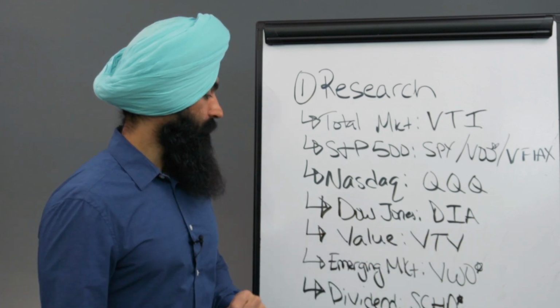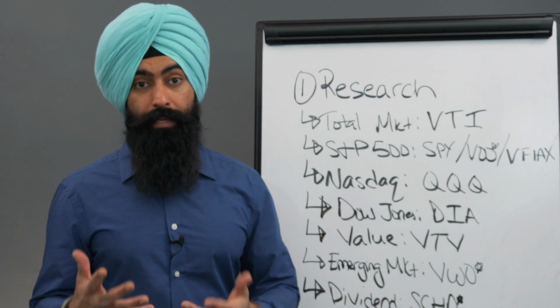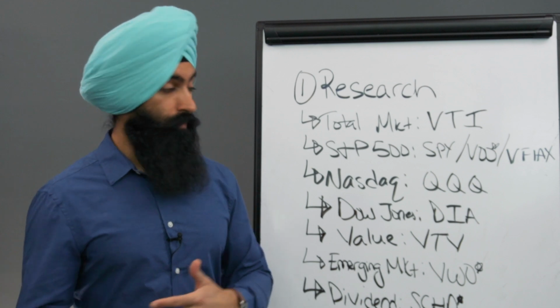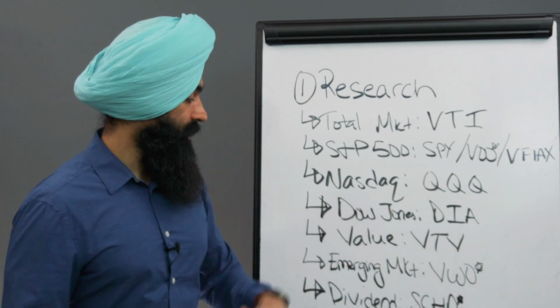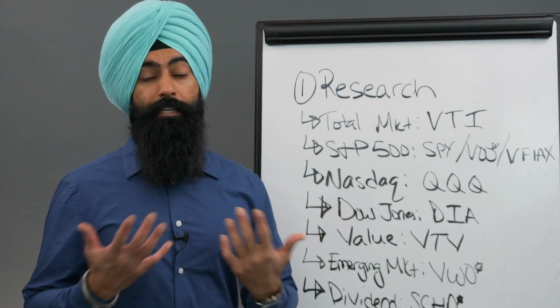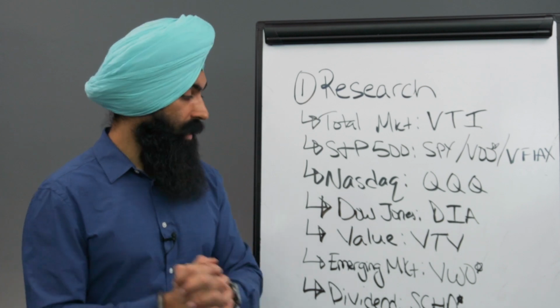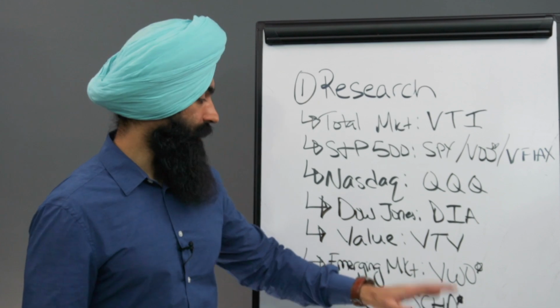It's called VTV. If you wanted to invest in emerging markets, these are countries and companies overseas that don't rely on the dollar, that are working to grow. This is VWO. So it's a way to diversify your money outside of the United States. And if you want to invest your money into dividend-paying ETFs, an ETF that invests in high dividend-paying companies, then you can look at something like SCHD. This is a dividend ETF.